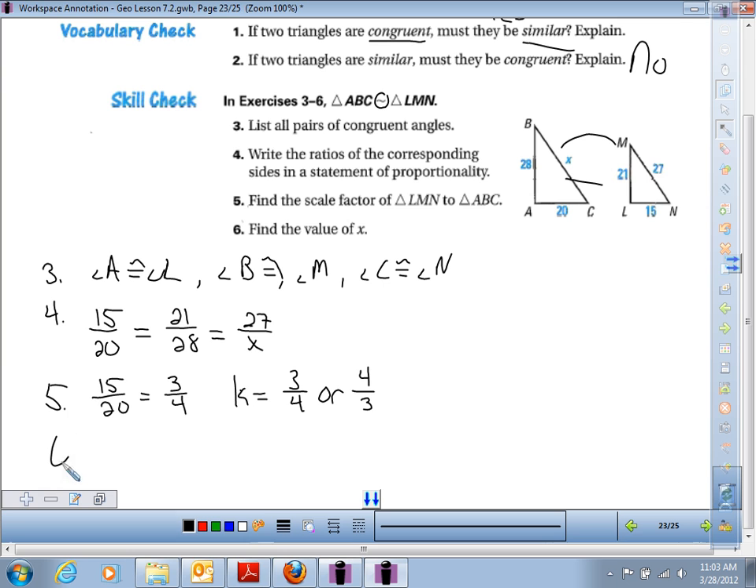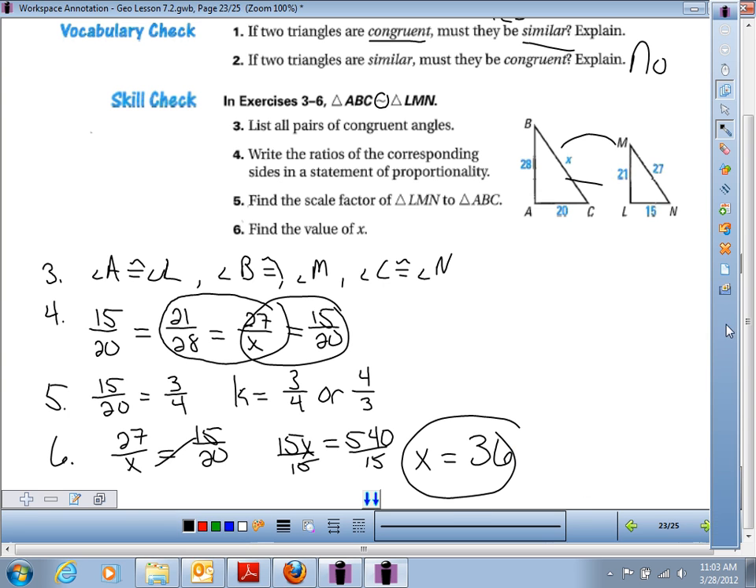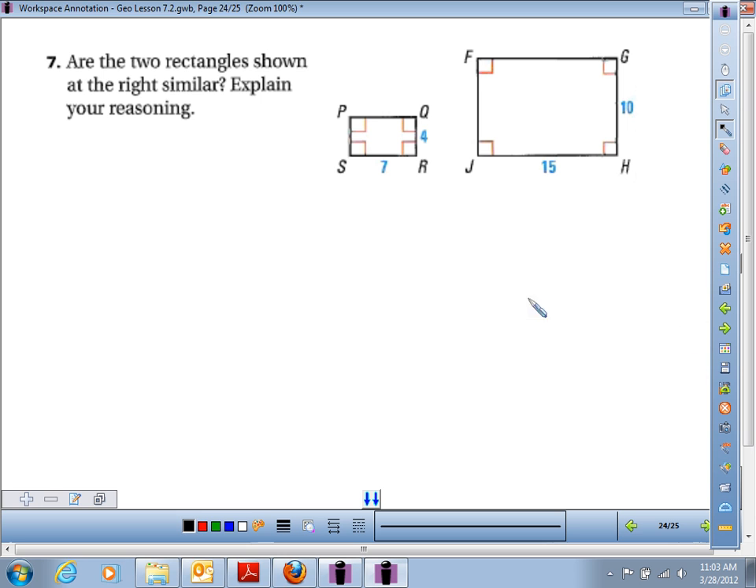6, find the value of x. We have it right here, with that 15 over 20. So that's what I'm going to use. So I'm going to go 27 over x equals 15 over 20. Cross multiply, we have 15x equals 540. Divide by 15, and you get x equals 36, I believe. Check your calculator.